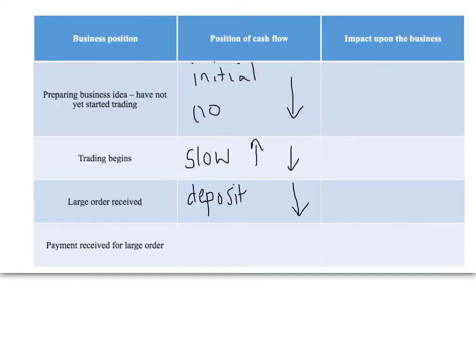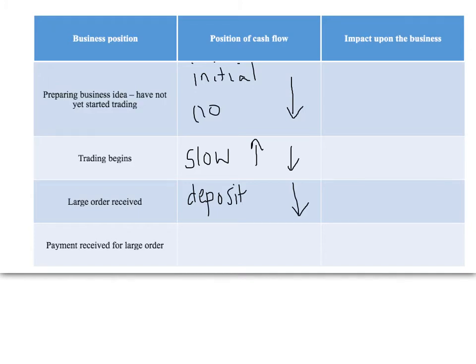I need to take care at this point in my business that I have sufficient additional cash in order to keep my day-to-day trading running. So it's important that I monitor my business overdraft or arrange alternative sources. It's likely at the beginning that I maybe won't get trade credit till I've got a bit of a reputation.